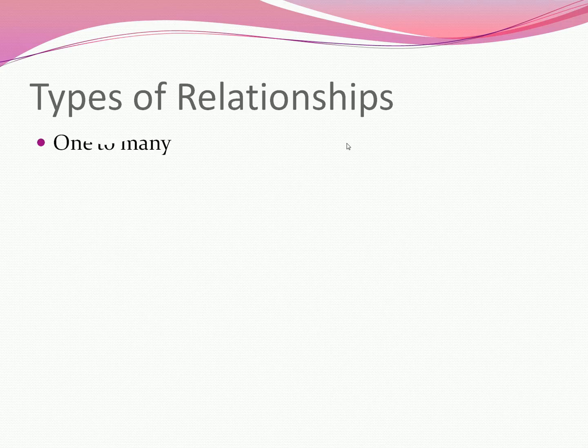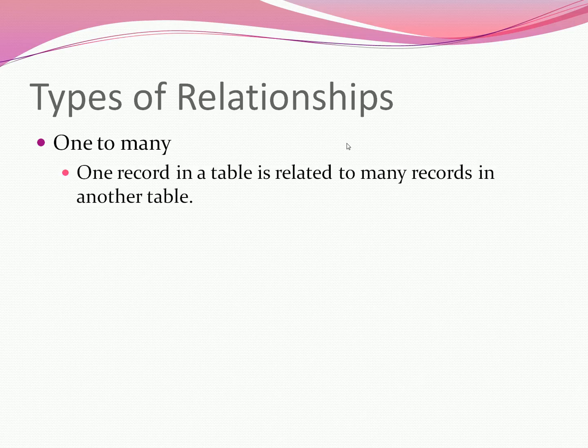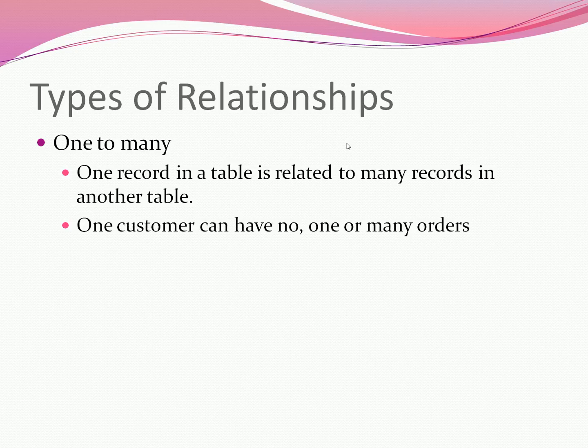Another type of relationship we have is a one-to-many, where one record in a table is related to many records in another table. One customer can have no orders, one order, or many orders. We want our customers to order from us as much as they want. So a one-to-one relationship wouldn't work, right? Because otherwise, a customer could just order from us one time and one time only, and we really don't want that. This is the most used relationship type because it fits most scenarios that we're going to look at.